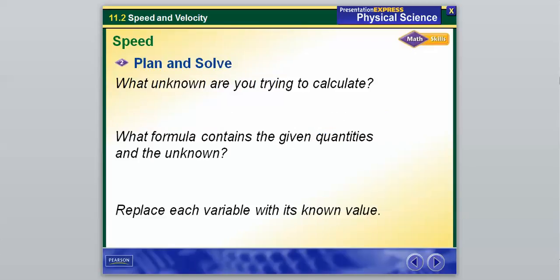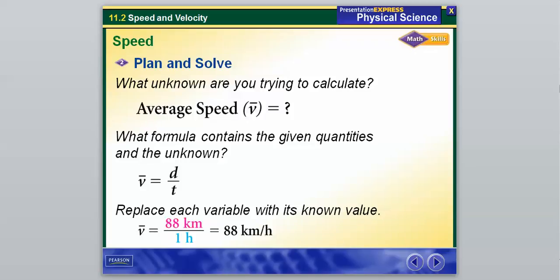The next step you need to do is identify the unknown you're trying to calculate, followed by what formula contains the given quantities and the unknown, and then we replace each variable with its known value. We're trying to figure out the average speed. That's what we want to know. Again, average speed is represented by the v with the line above it. So what formula are we going to use? The only one that we've been given so far: average speed equals distance over time. And so now we just plug it in. 88 kilometers over 1 hour.